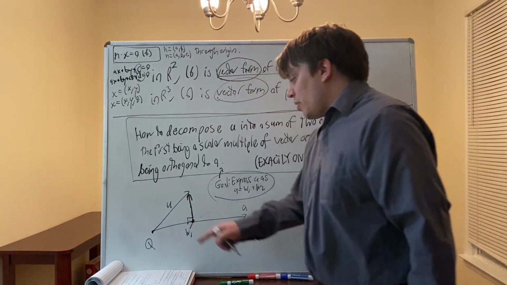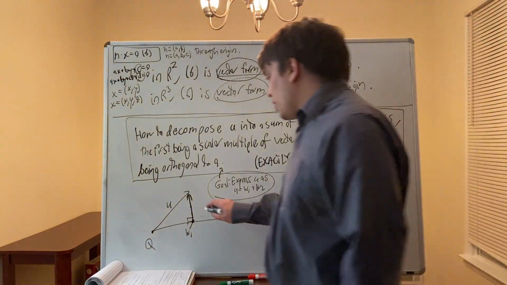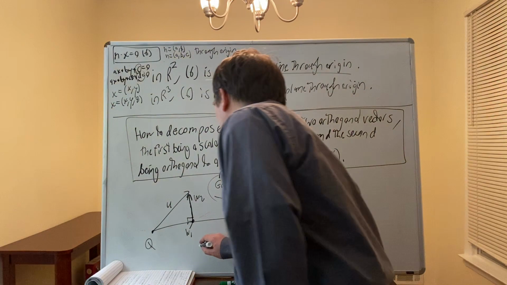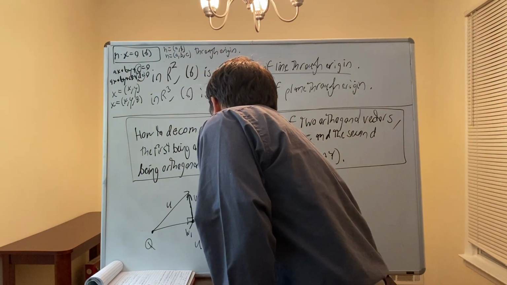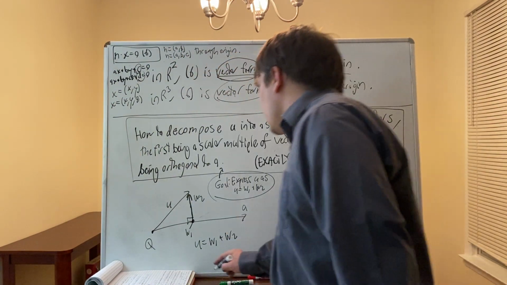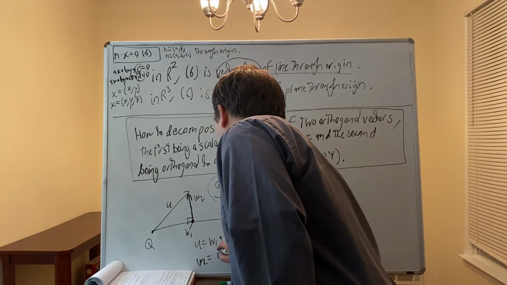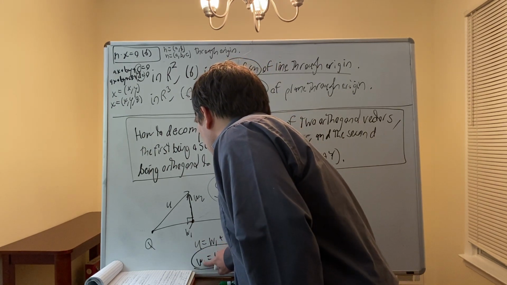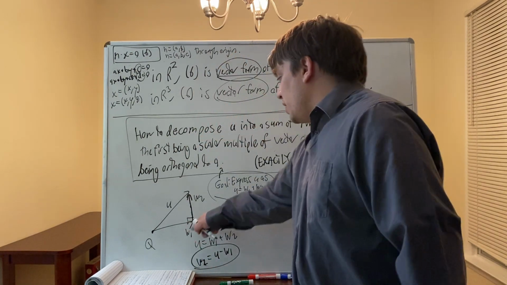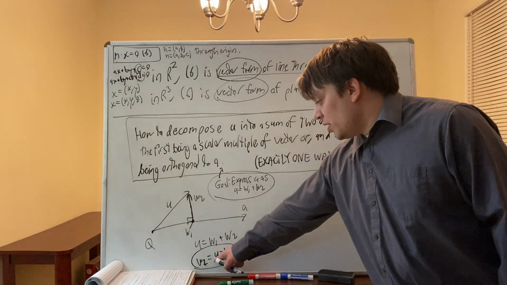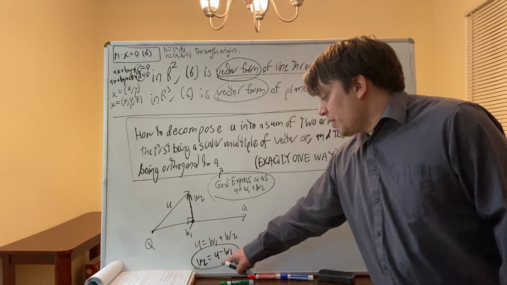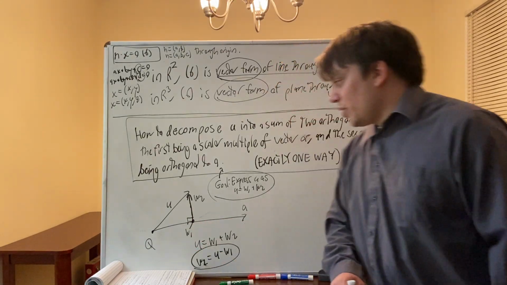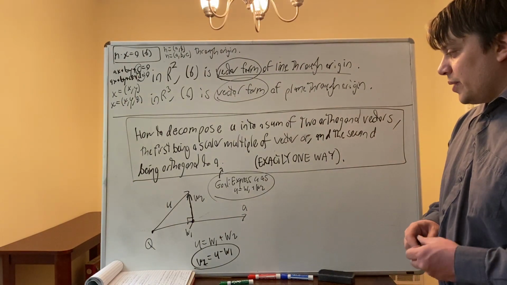Once I've found W1, finding W2 is really easy, because W2 is just the thing you add to W1 to get U. And so U is going to equal W1 plus W2. That means that W2 is going to equal U minus W1. By geometrically finding W1, and since I already had U from the beginning, I subtract the W1 I found, and that determines W2. Okay.